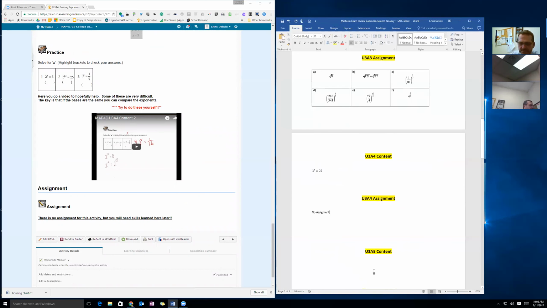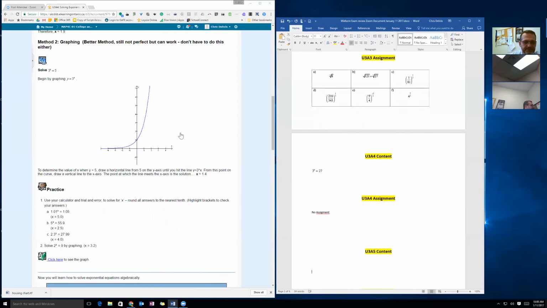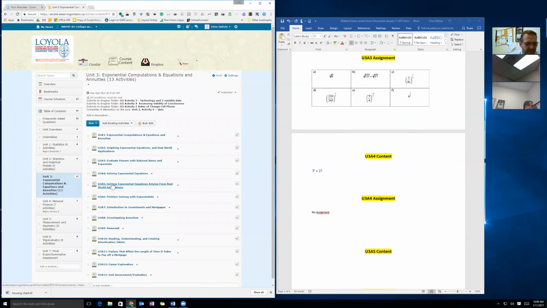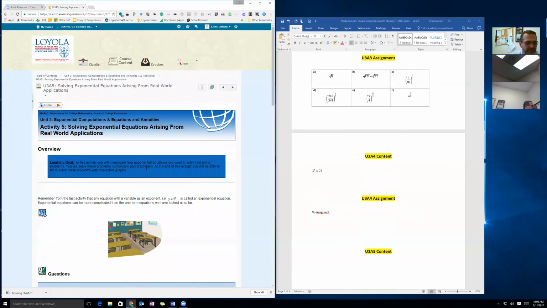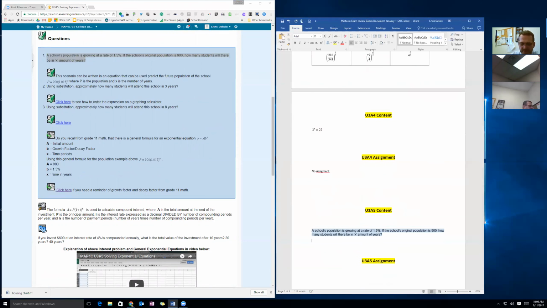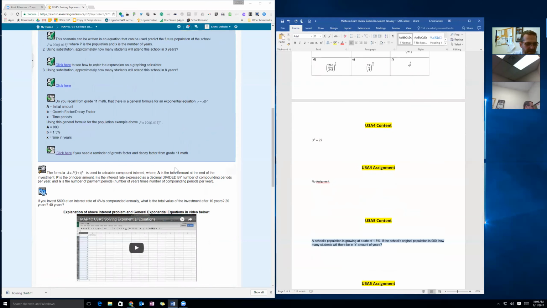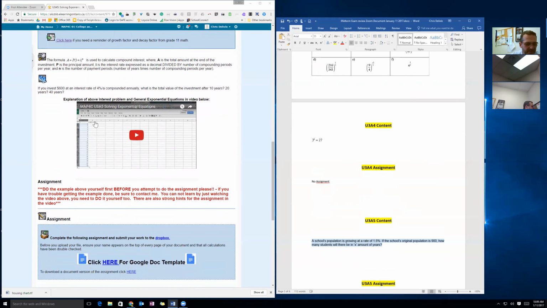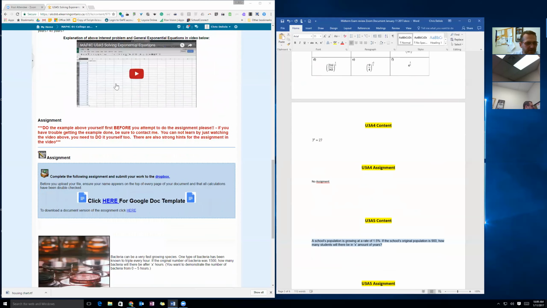And I'll keep moving on to Unit 3 Activity 5. What kind of things can I grab from there? Again, I grab a couple questions. Oh, that was the growth decay one. Schools population, there's a good question. Copy Unit 3 Activity 5 content. There we go. Now I can leave myself some room to answer it. I can't have you graphing the whole one in the full graph, so we just do part of it.